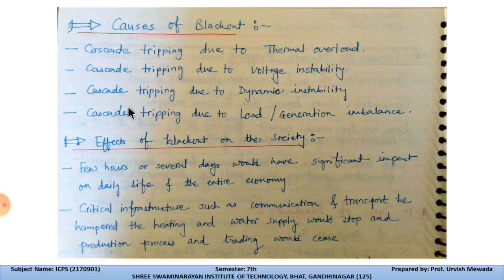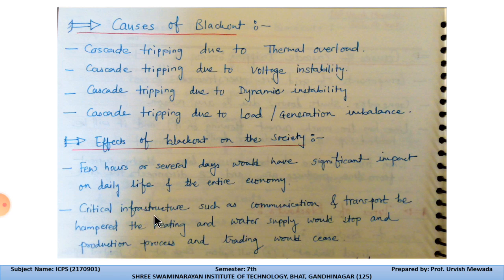So as we know, a few hours or several days of blackout would have a significant impact on daily life, meaning the entire economy can be affected. And again, critical infrastructure such as communication: if there is no electricity, then the communication system will fail.